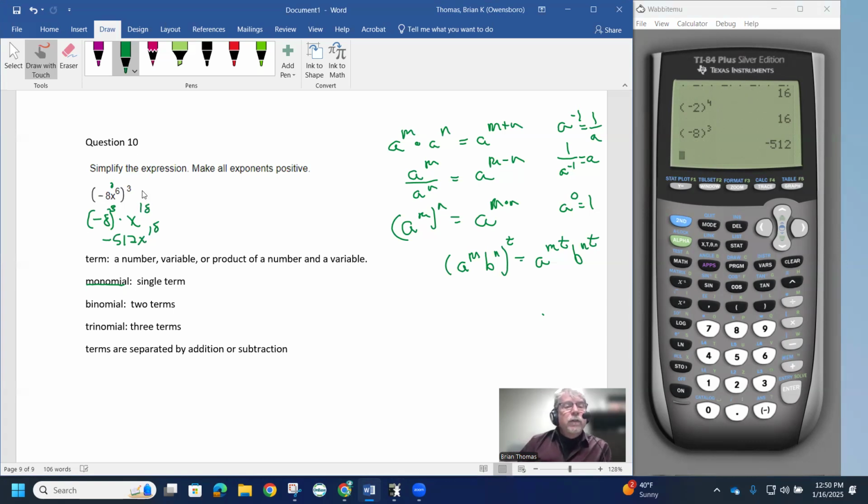So notice how this is an extension of the power rule. This outside exponent can multiply to the inside exponents. But remember, the exponent of the 8 is actually a 1. So you don't actually multiply the 3 to the negative 8. You multiply the 3 to the exponent of the negative 8, which is actually a 1. So it's actually negative 8 to the third power. So that's where it gets a little tricky.